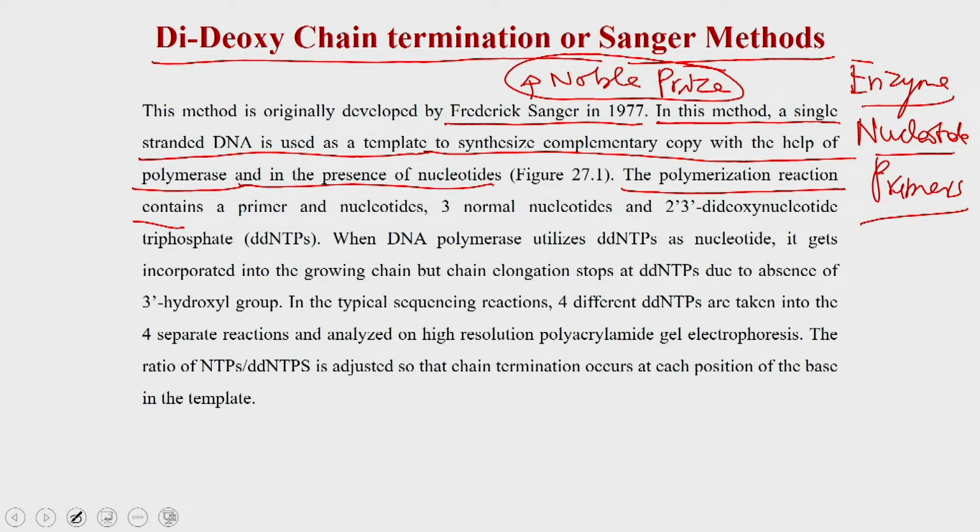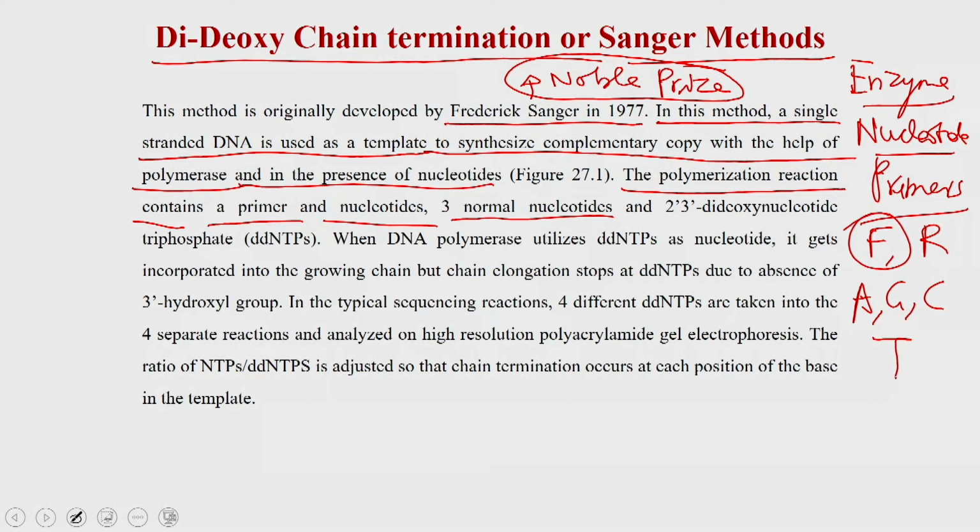For the primers you need the forward primer as well as the reverse primer. In this case we do not use both the forward and the reverse primer, we use only one of the primers because we have to just generate the single stranded DNA. So, in the polymerization reaction you have the primer and the nucleotides. You know that we have 4 different types of nucleotides: adenine, guanine, cytosine and thymine.